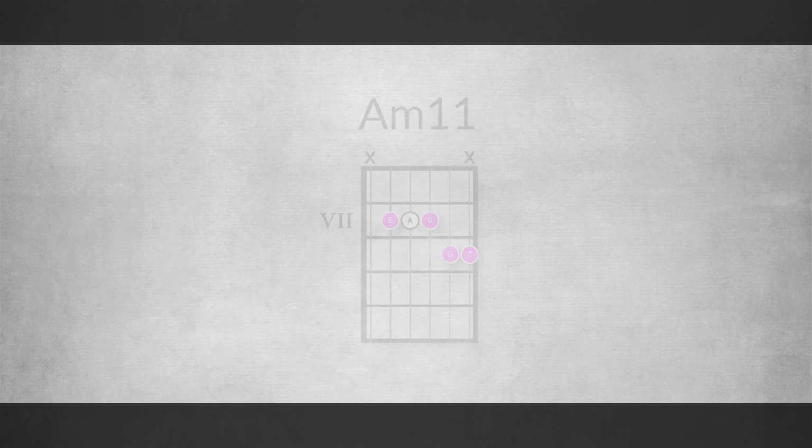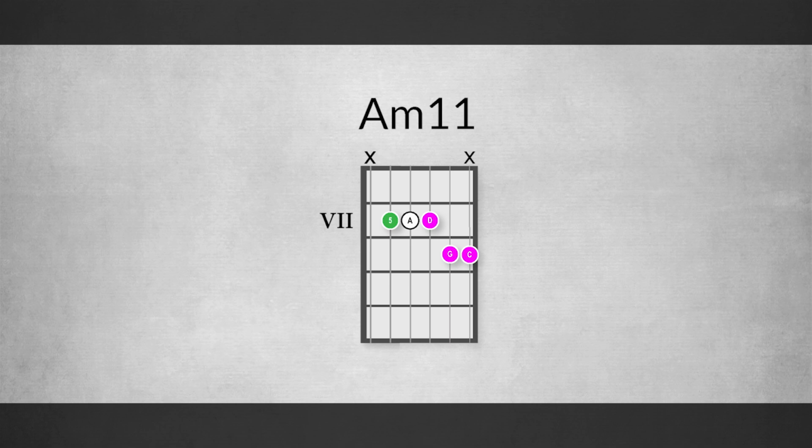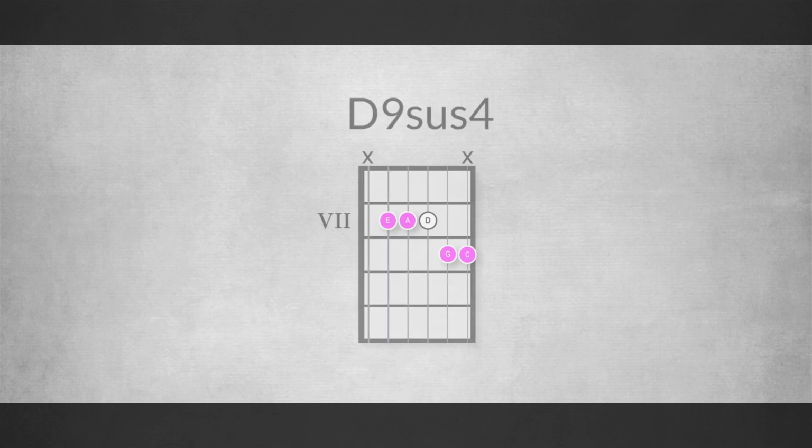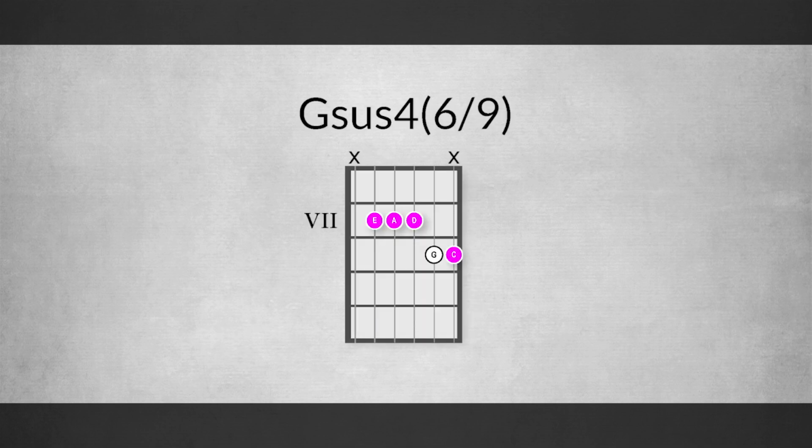But it can also be an A minor 11 chord. E is the 5th, A is the root, D is the 11th, G is the 7th, and C is the minor 3rd. And it can also be a D9 sus4 chord where E is the 9th, A is the 5th, D is the root, G is the 4th, and C is the minor 7th. And it can also function as a G sus4 6-9 chord. E is the 6th, A is the 9th, D is the 5th, G is the root, C is the 4th.